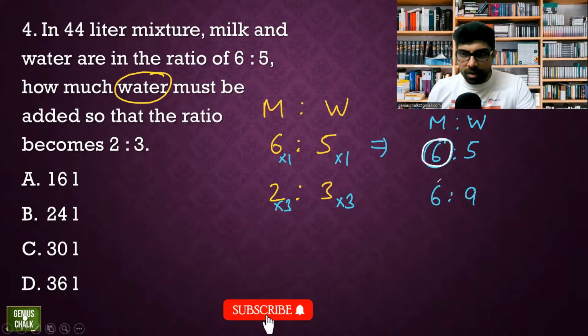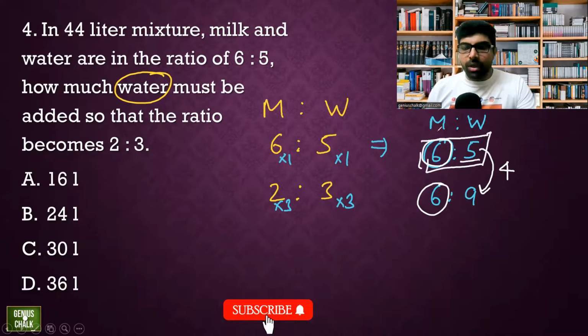We can see that milk is the same. What is the water added? 4 units, from 5 to 9. Okay, so what is the total? Please remember, after making this, we will forget this older ratio.